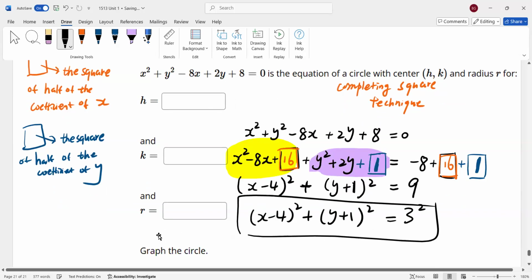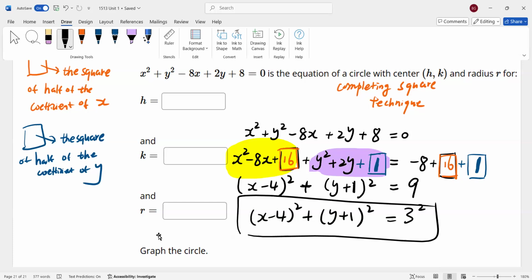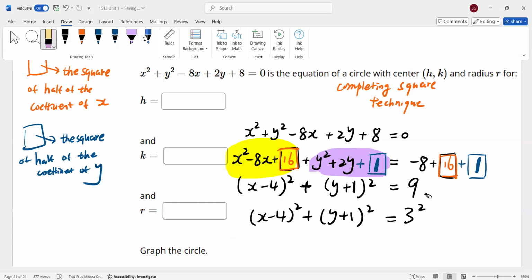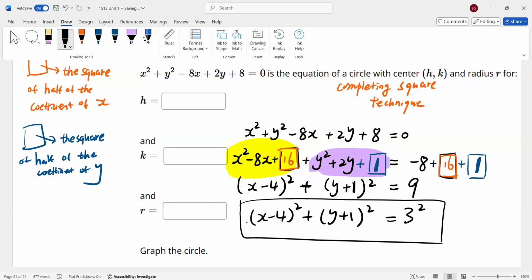Can you help me to identify the center? How about radius? Radius first. Radius is easier. What's the radius? 3. Perfect. It's 3, it's not 9. It's 3. Awesome. And what's the center? 4, -1. Perfect, exactly.